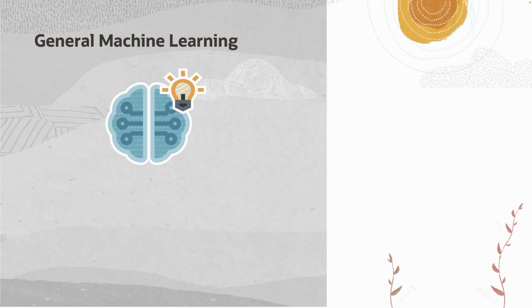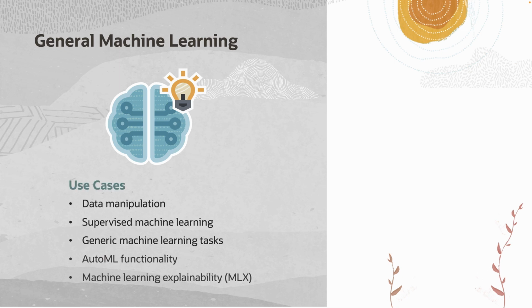The general machine learning Conda environment is one of the most popular ones. This environment provides a baseline for generic machine learning tasks and comes with multiple notebook examples to help you get started. You can do things such as data manipulation, supervised machine learning, generic machine learning tasks. By that we mean there is a wide assortment of machine learning algorithms built into the Conda environment. This Conda environment also has functionality for auto machine learning using Oracle's AutoML, and Oracle Labs machine learning explainability packages in ADS help you understand what your model is doing.